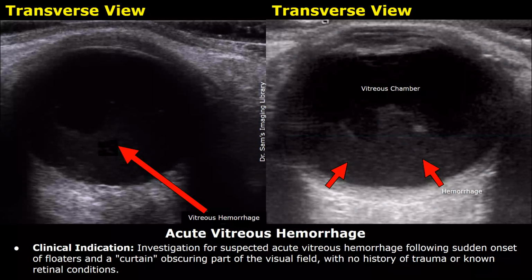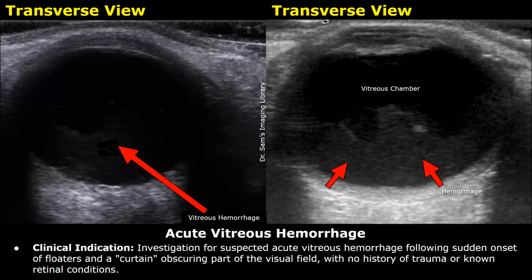Now we have a case of acute vitreous hemorrhage. Clinical indication: investigation for suspected acute vitreous hemorrhage following sudden onset of floaters and a curtain obscuring part of the visual field, with no history of trauma or known retinal conditions.